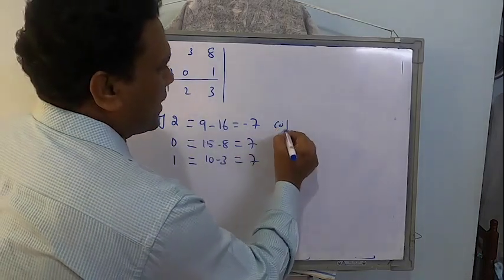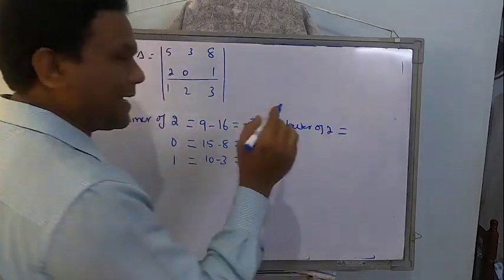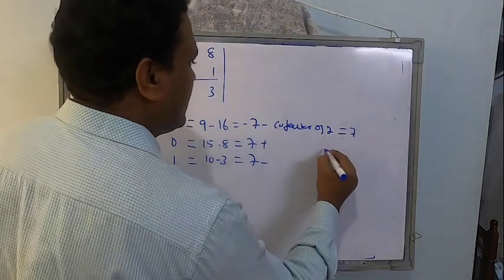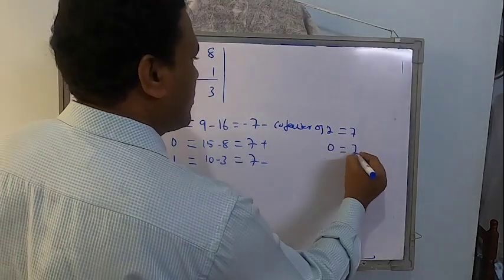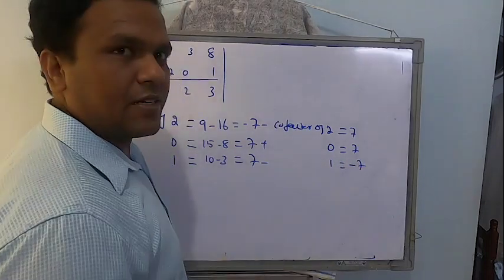Let me convert it to cofactors. So cofactor of 2 equals the second row elements, correct now? So minus plus minus. So it's going to be 7. Cofactor of 0 will be equal to 7 and cofactor of 1 will be equal to minus 7.